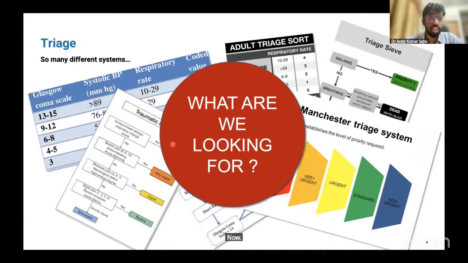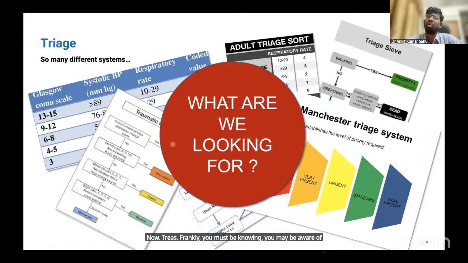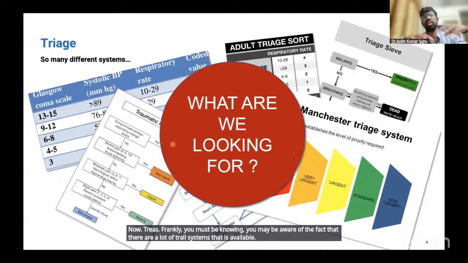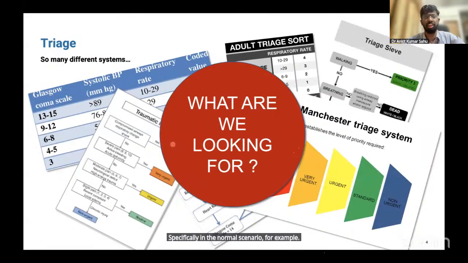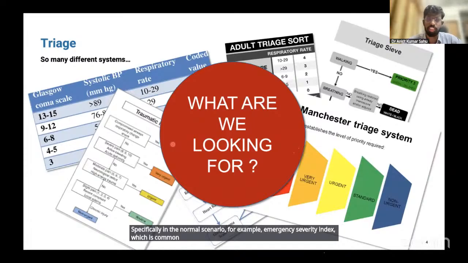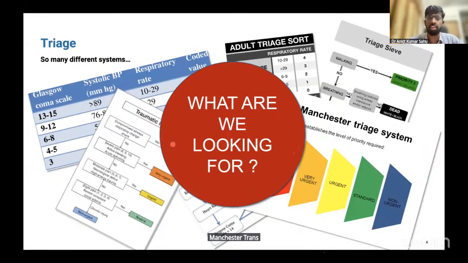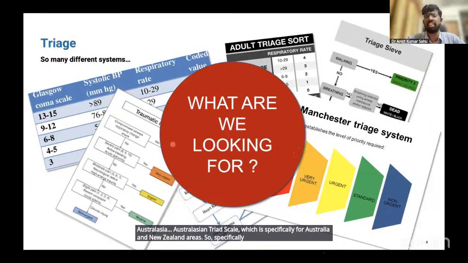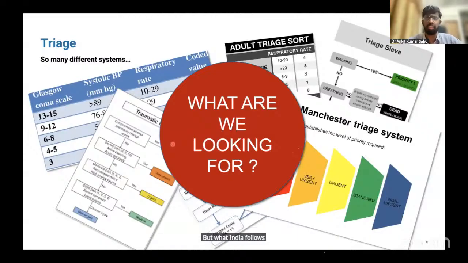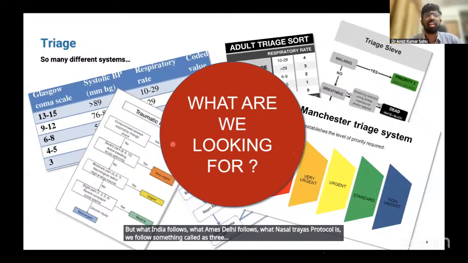Now, triage. Frankly, you may be aware of the fact that there are a lot of triage systems available, specifically in the normal scenario. For example, the Emergency Severity Index, which is common in the United States. Manchester Triage Protocol, common in the United Kingdom and European countries. Australasian Triage Scale, which is specifically for Australia and New Zealand. But what India follows, what AIIMS Delhi follows, what the National Triage Protocol is, we follow something called 3-tiered color-coded triage, that is red, yellow, and green.